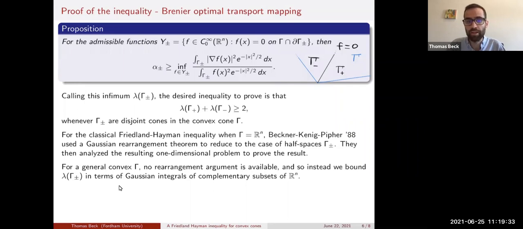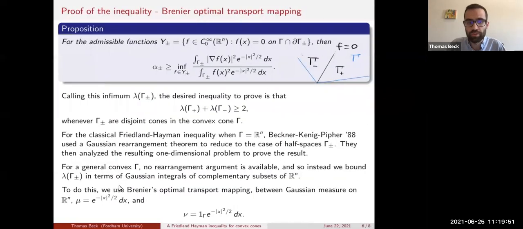Well, to get around it, instead what we do is that we try and bound our eigenvalues lambda of gamma plus and gamma minus in terms of Gaussian eigenvalues on complementary subsets of Rn. So to do this, we use Brenier's optimal transport mapping, where we map between Gaussian measure on Rn, which is somehow the setting of the original inequality, and Gaussian measure restricted to our convex cone gamma.